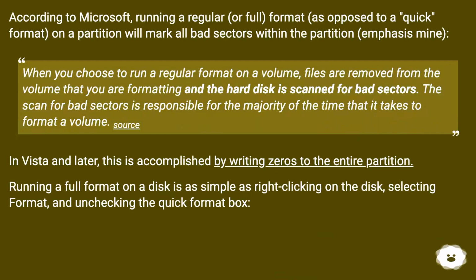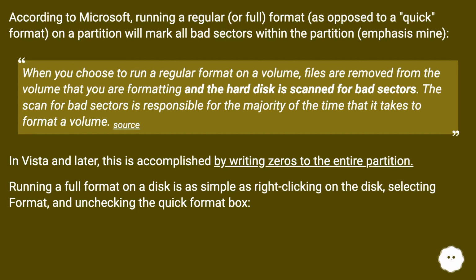According to Microsoft, running a regular, or full, format, as opposed to a quick format, on a partition will mark all bad sectors within the partition, emphasis mine. When you choose to run a regular format on a volume, files are removed from the volume that you are formatting and the hard disk is scanned for bad sectors. The scan for bad sectors is responsible for the majority of the time that it takes to format a volume. Source: in Vista and later, this is accomplished by writing zeros to the entire partition.